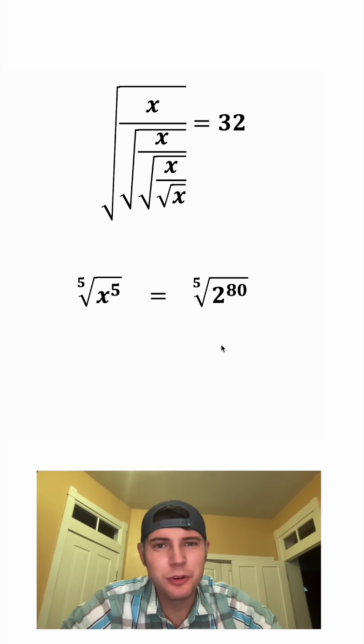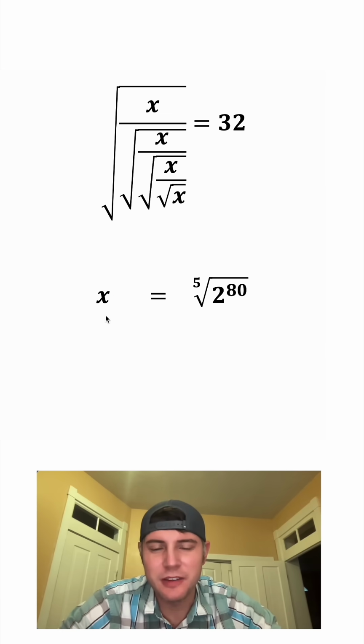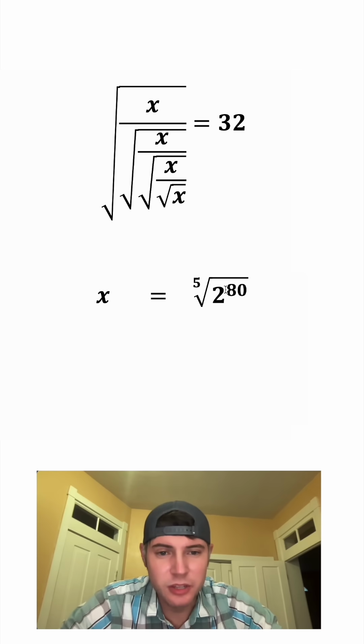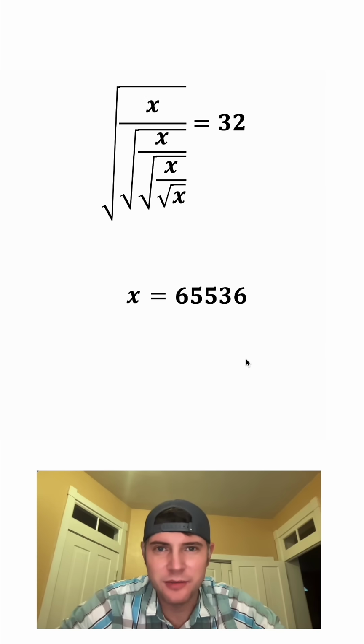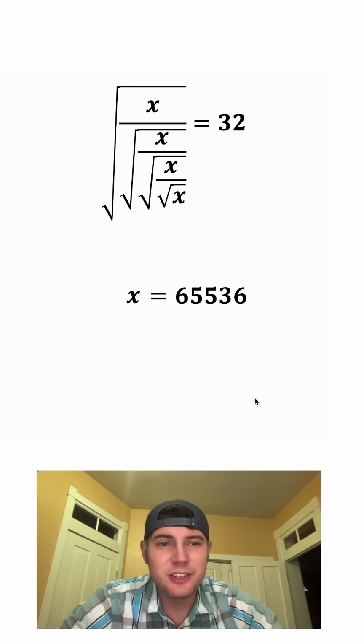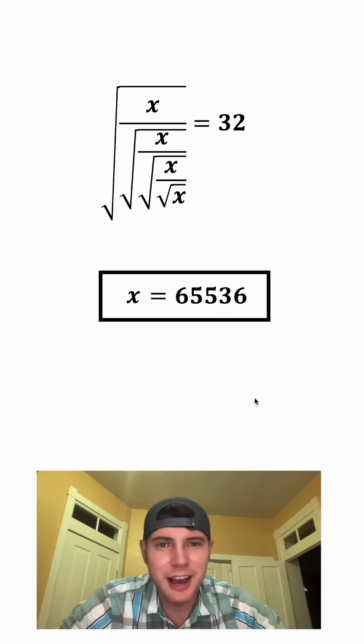We can take the 5th root of both sides. On the left-hand side, we just have x. And on the right-hand side, we can do this 80 divided by 5 to give us 2 to the 16. And 2 to the 16th power is equal to 65,536. And that's the answer to our question. We can put a box around it. How exciting.